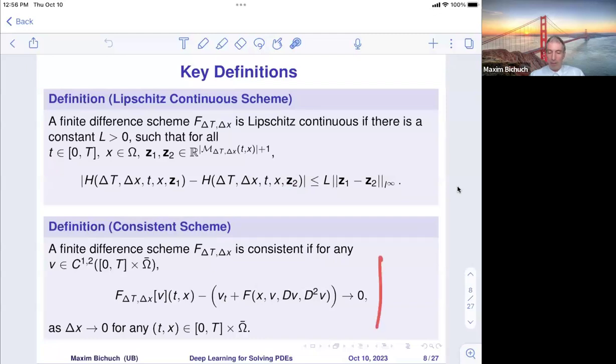This definition is for a scheme to be consistent. Ultimately, what I want is that if I take a smooth enough function v in C^{1,2} and evaluate the scheme on v, then the difference between the finite difference scheme and my original operator will converge to 0 as delta x, and I forgot to say delta t, also delta t, converge to 0. Again, that makes sense. If for whatever reason you try to approximate a different operator, there's little hope that the solutions will converge. So this very much makes sense.